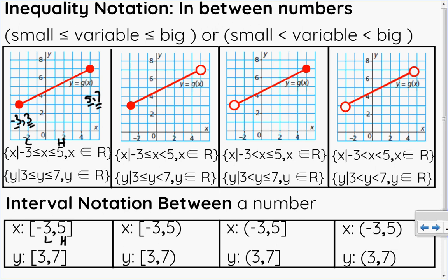So as I go along, all that changes is that an open dot means it doesn't include 5 and 7, so rounded brackets for 5 and 7. Over here, it doesn't include -3 and +3, so no equal, rounded brackets for those. And this one doesn't include either, so notice there's no equal sign and both of them are rounded brackets.